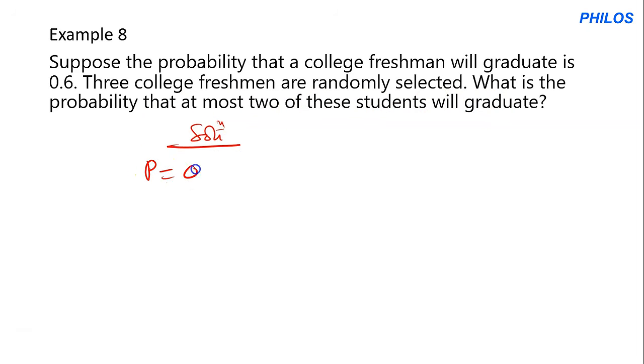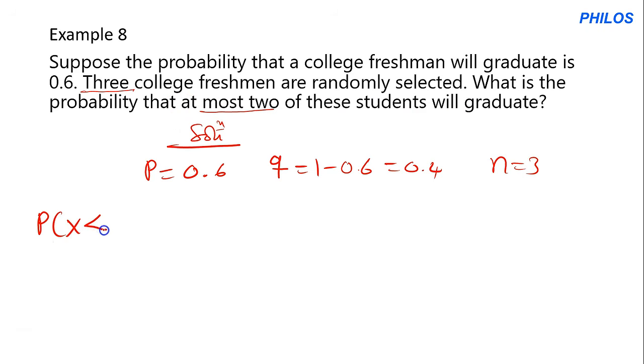probability that one person will graduate is 0.6, isn't it? And the probability that one person will not graduate, which is Q, should be 1 minus 0.6, which is 0.4. But the question says 3 colored freshmen are randomly selected. So our N is what? Is 3. And also, the question is saying that we should find a probability that at most 2 of these students will graduate. So when we say at most 2, it means that X is less than or equal to 2, which will give us probability that X is exactly 0 or X is exactly 1 or X is exactly 2.